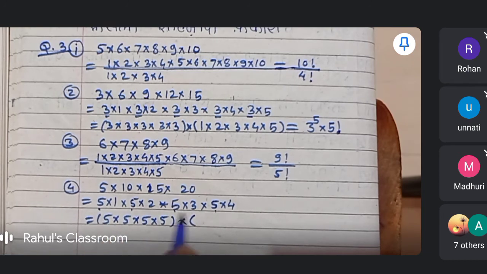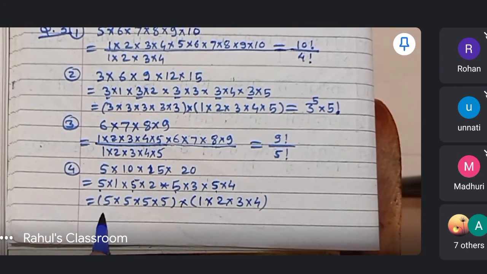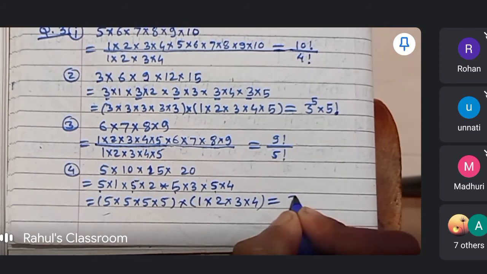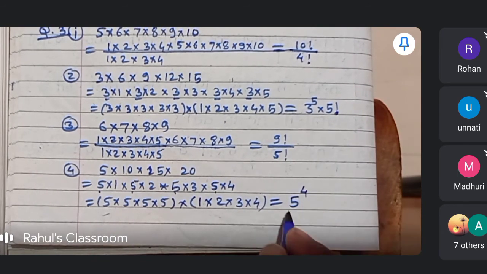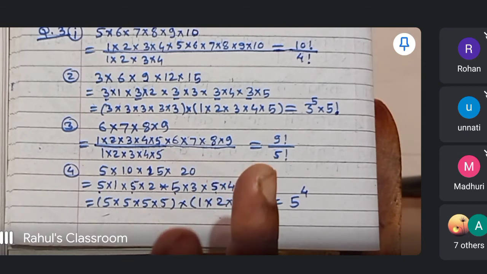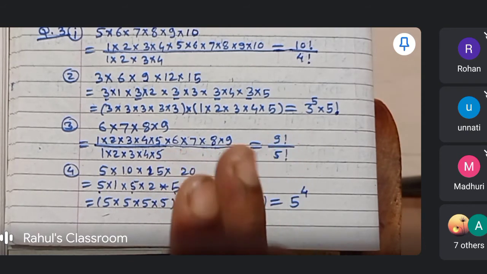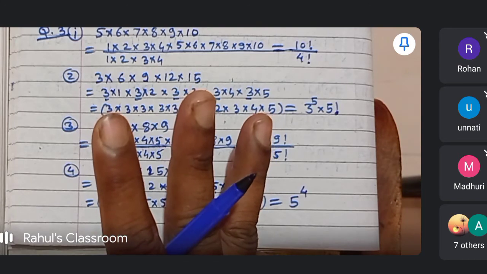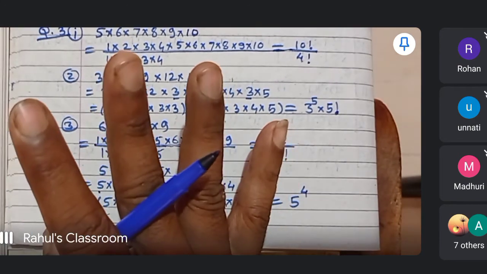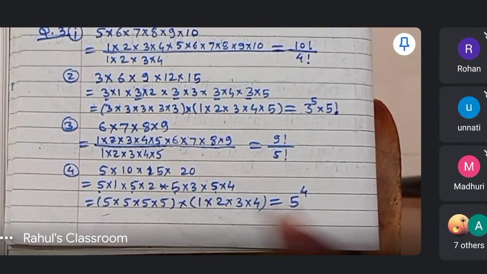1 into 2 into 3 into 4. So 5 into 5, 4 times, means 5 raised to 4, the fourth power of 5. If you multiply a number any number of times, the same number of times. If you multiply a number 2 times, we get square. If you multiply a number 3 times, we get cube. If 4 times, then power 4. Like this.